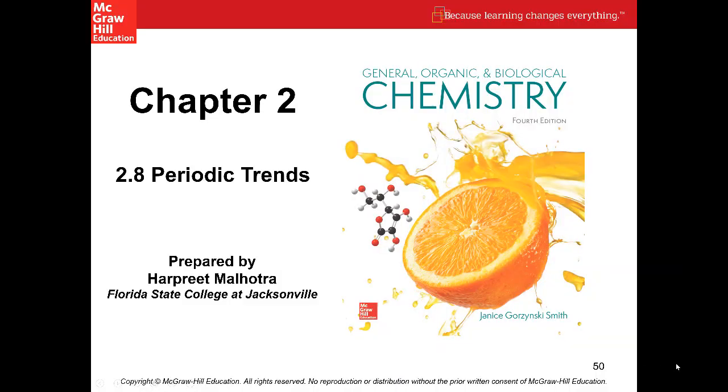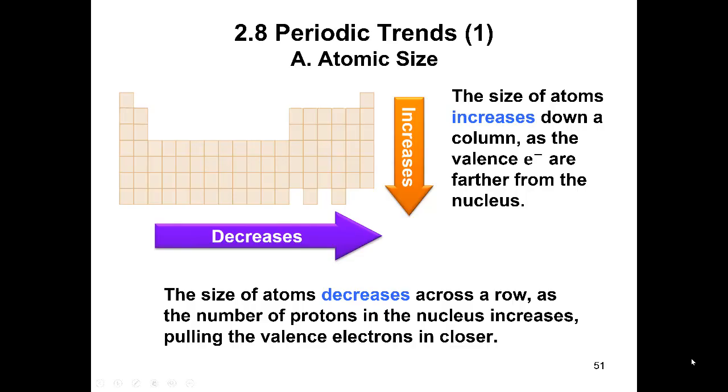There are a lot of trends that we can look at on the periodic table. We've talked about several of those. We've talked about how the valence electrons are associated with the groups, as well as the electron configuration and things like that. But there are a lot of other properties that are associated with the periodic table, and I'm just going to talk about a couple of those.